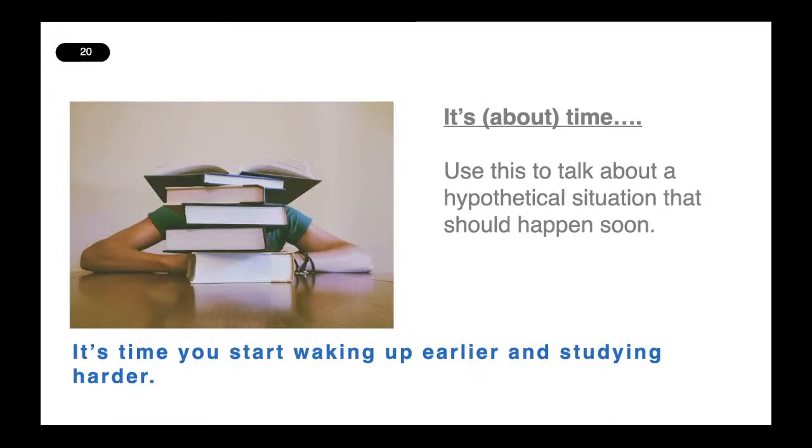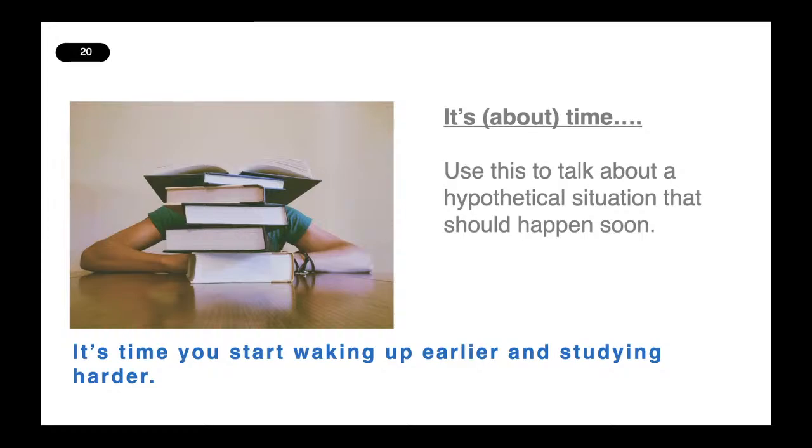But let's move on. It's time, or it's about time. The about is optional. And we use this to talk about a hypothetical situation that should happen soon, that needs to happen soon, that it's a good idea to happen soon. So my example is, it's time, or it's about time, you start waking up earlier and studying harder. This means that soon, very soon, you should start waking up earlier and studying harder. So this is talking about a hypothetical situation that needs to happen soon.